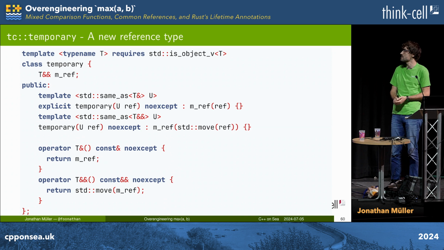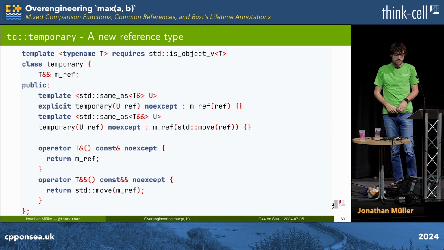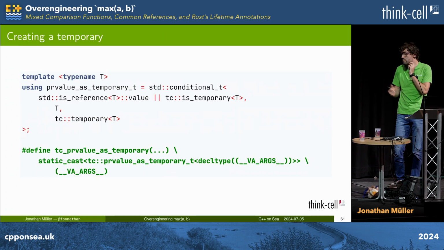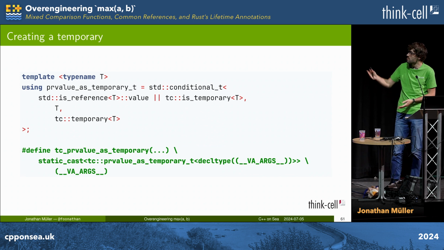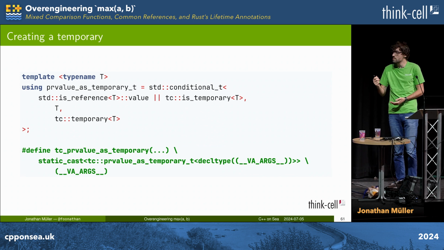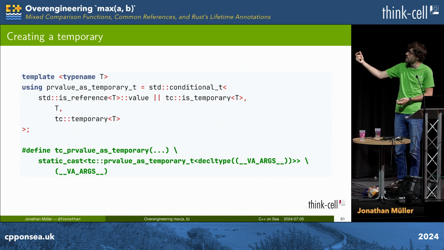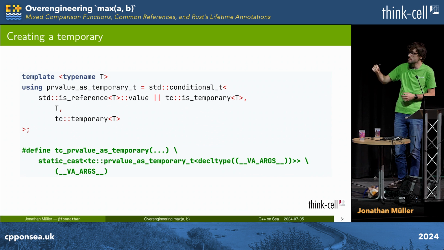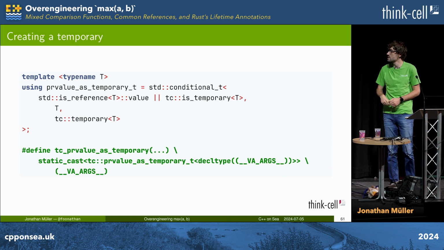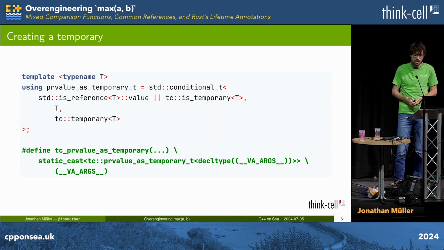So now we've got three kinds of references: L value references, R value references, and TC temporary. We then want to create it. And to create it, we need a macro, because within a function we cannot distinguish between PR values and R value references. So we have this macro, TCP R value as temporary. It checks whether something needs to be wrapped, and it needs to be wrapped if it's a PR value. Unless it's already a temporary, then we don't need to wrap it again. So if it's a reference or temporary, we keep it as is. Otherwise, we wrap it in a TC temporary, and then we just static cast to the result. This takes an arbitrary expression and turns it into a TC temporary if necessary.